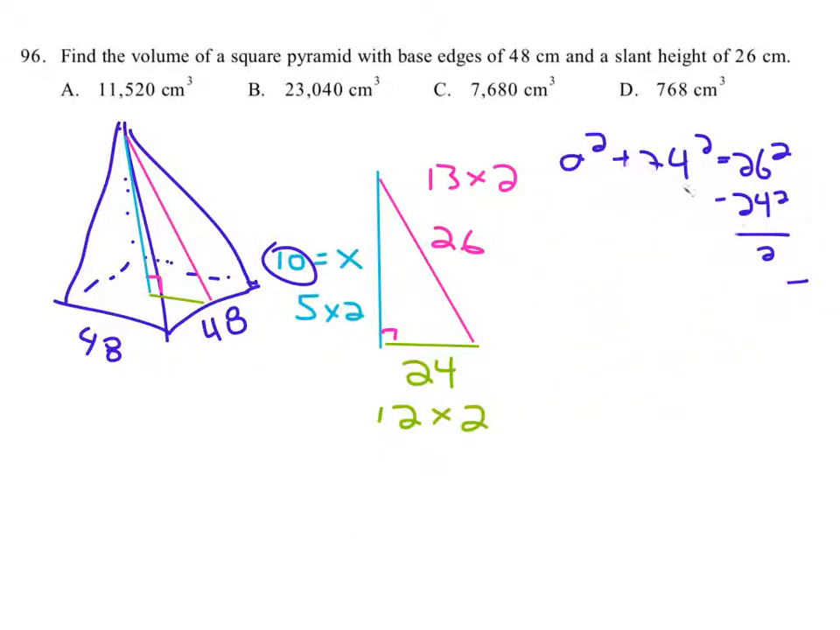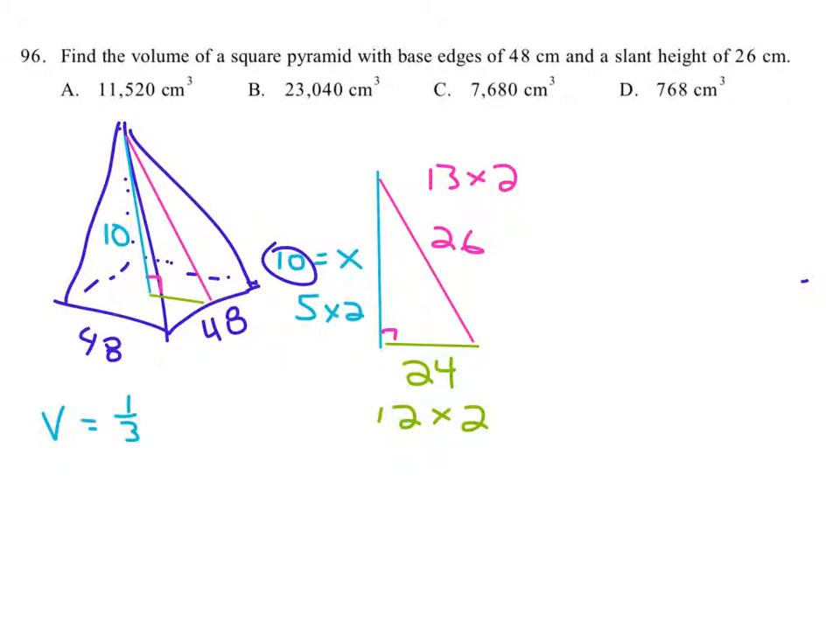Okay, so then what are we dealing with here? Well, what we're dealing with is that we've got a square pyramid. We're trying to find the volume. So we have to do the area of the base. So the volume will be 1/3 of the area of the base, which is going to be 48 times 48 times the height, which we just solved to be 10. So 1/3 of 48 times 48 times the height of 10.